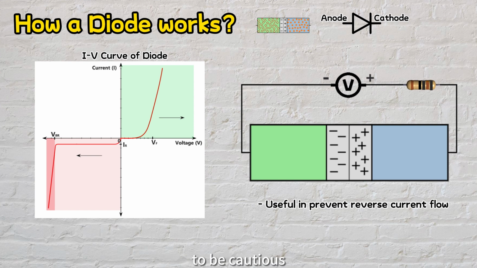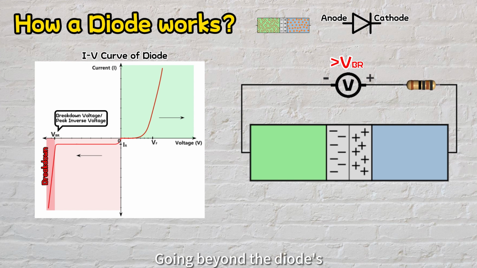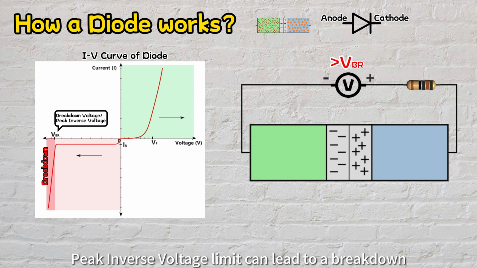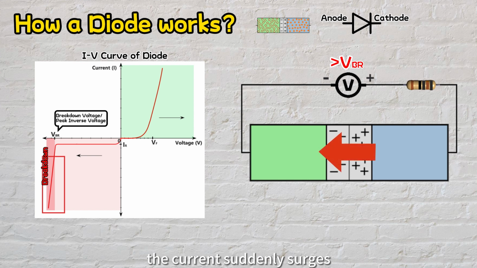However, it's important to be cautious when connecting a diode in reverse bias mode. Going beyond the diode's peak inverse voltage limit can lead to a breakdown. In this breakdown region, the current suddenly surges and can potentially damage the diode.